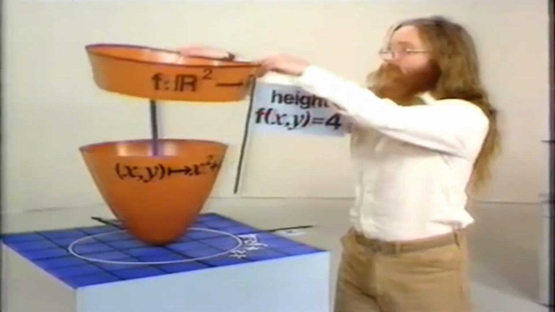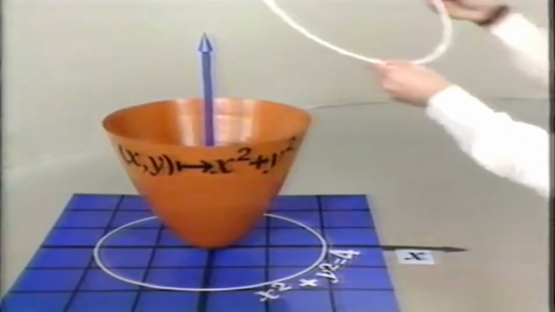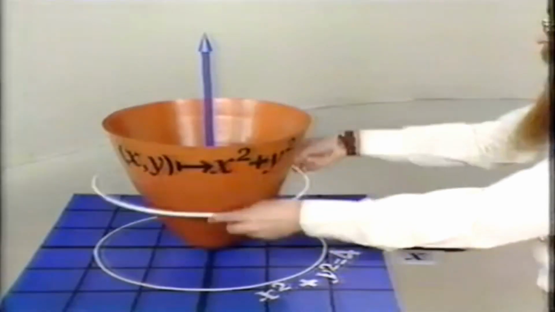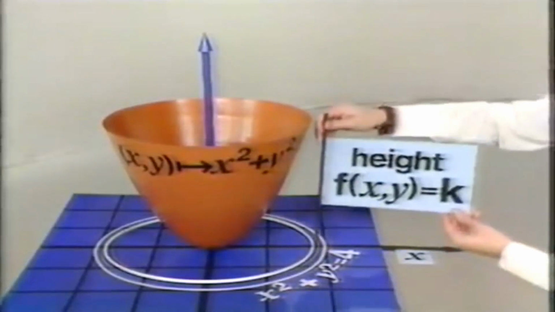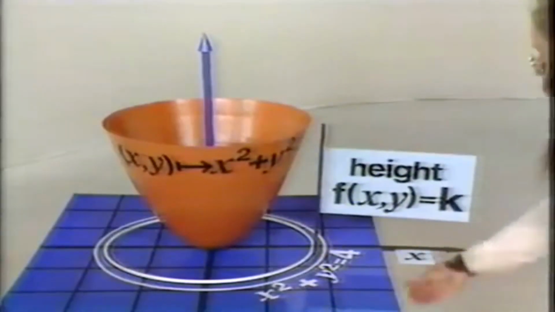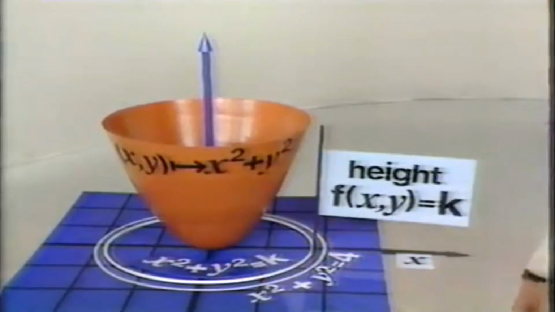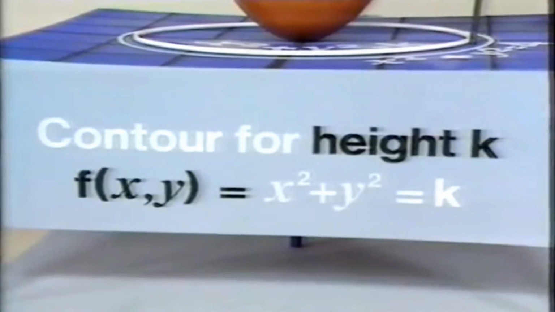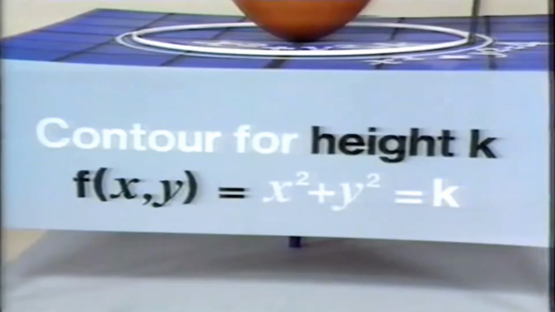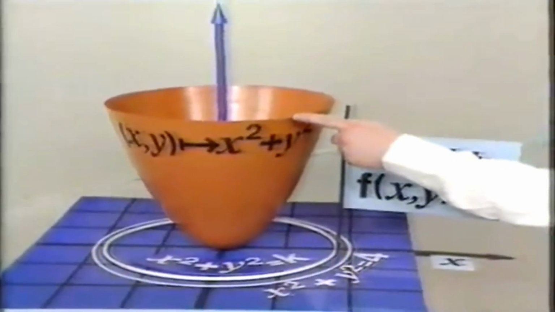Well, what happens if we look at a different height? We get a different circle above yet another circle in the plane. And if the height of the section is k, then the equation of this circle is x squared plus y squared equals k. That's a circle of radius root k, and we call such circles contours. In general, the meaning of the word contour is the same as on the maps of mountains and valleys. That is, it's a curve in the plane that's vertically below a section of a given height.